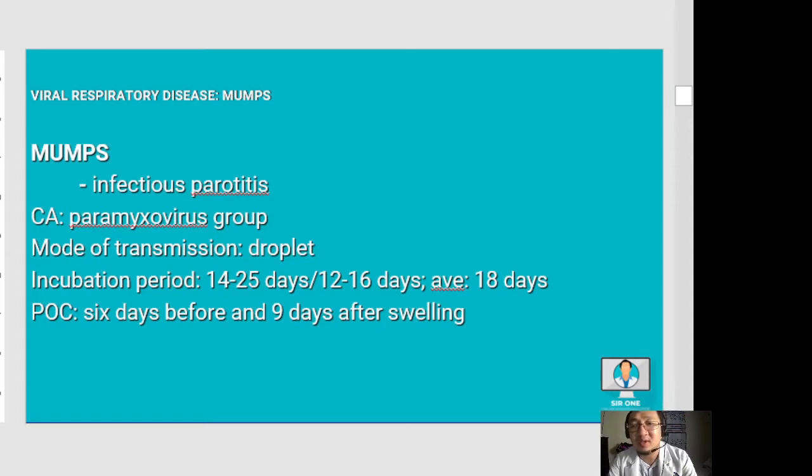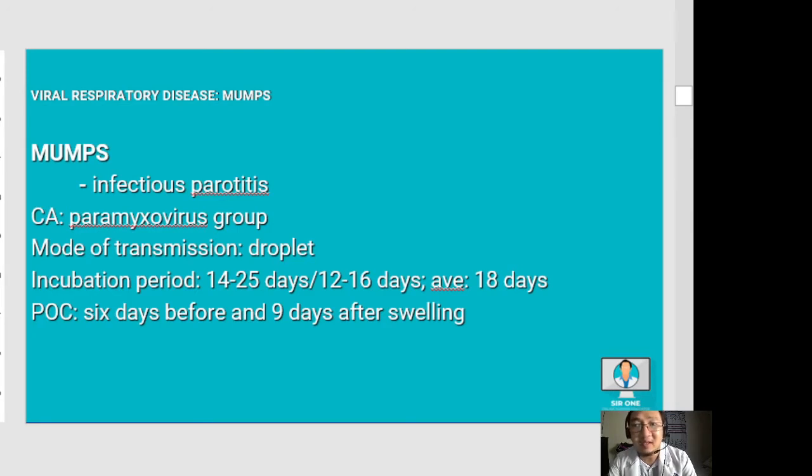This is caused by a paramyxovirus group, and the mode of transmission is droplet. The incubation period is 14 to 25 days, or in another reference 12 to 16 days with an average of 18 days. The period of communicability is 6 days before and 9 days after the swelling. So before the appearance of the swelling, you are already communicable.